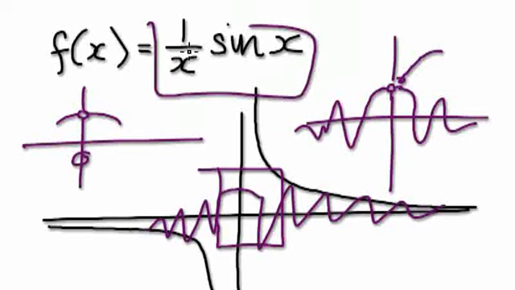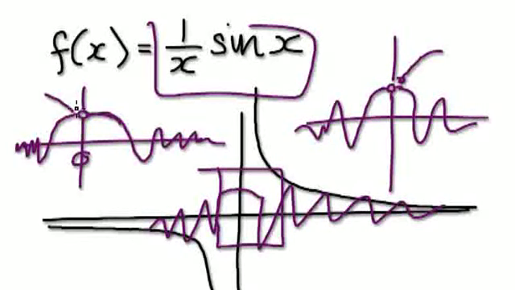So your graph will look something like this. But then there's a gap right there, because you cannot put the number 0 in there. Anywhere to the right is okay. Anywhere to the left is okay. But you cannot have the number 0 in there.